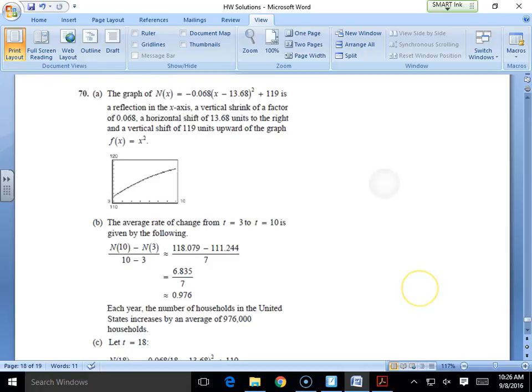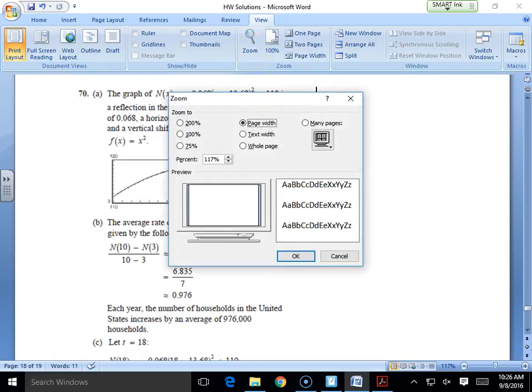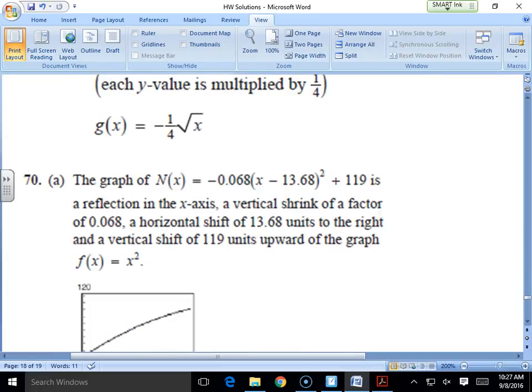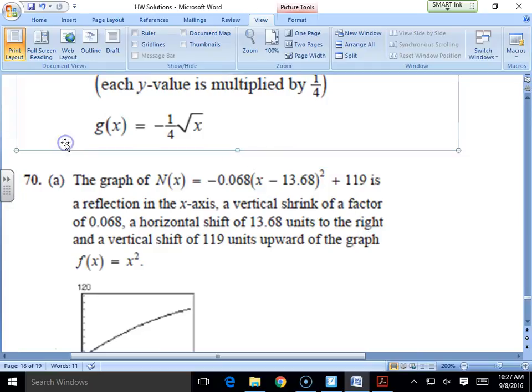Okay, number 70. Yeah, 70 is a bit of a piece. Maybe a little bit more. Is that too much? Okay. 70A. They gave you the function, right? Okay. I see a shift up. I see a shift right.